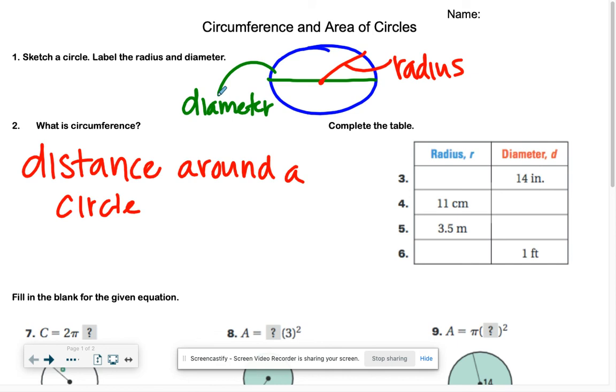All right, complete the table. So if our diameter is 14, what's our radius? 7. Yep, you just take half of it. Or could you go the other way? If your radius is 11, can we double it to get our diameter? Yeah. So what's our diameter? 22. Okay, radius 3.5. What's our diameter? 7 meters. 0.5. Yep.